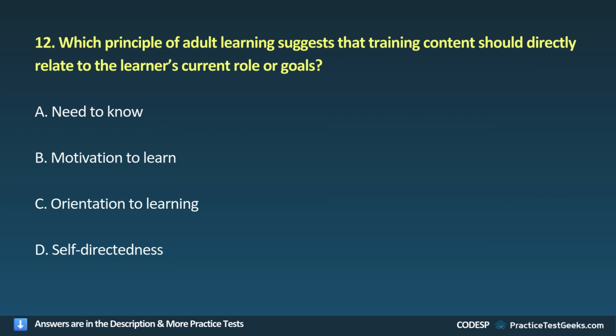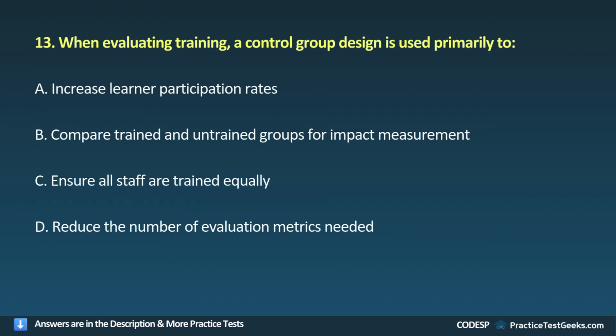12. Which principle of adult learning suggests that training content should directly relate to the learner's current role or goals? A. Need to know. B. Motivation to learn. C. Orientation to learning. D. Self-directedness.